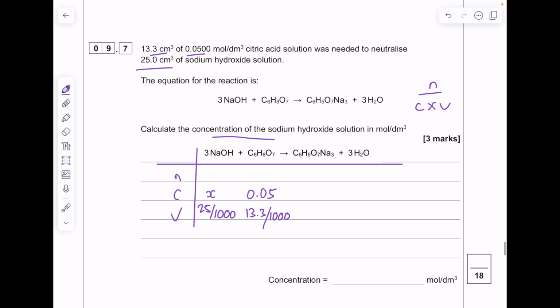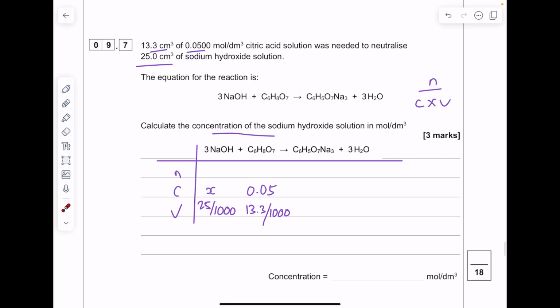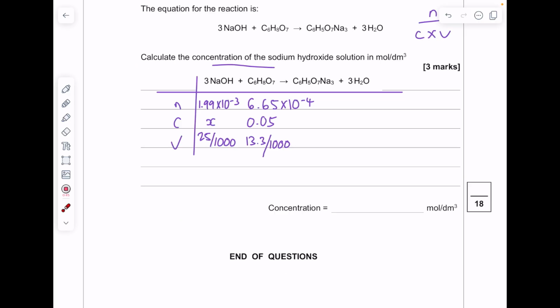So we now have enough information to find the number of moles of citric acid, which we do by doing concentration times volume. So multiply those two numbers together. So that's our number of moles of citric acid. What about our number of moles of sodium hydroxide? Well, check the mole connection. It's 3 to 1, so we need to multiply this number by 3. And now we have enough information to find the concentration by doing number of moles divided by volume, this number divided by this number, and that's how we get our 3 marks.